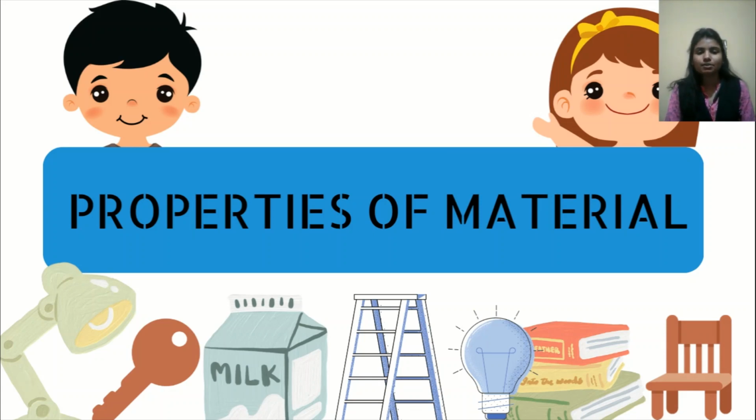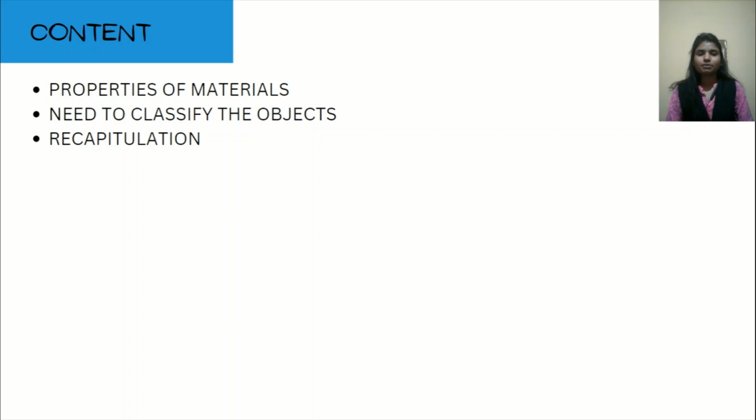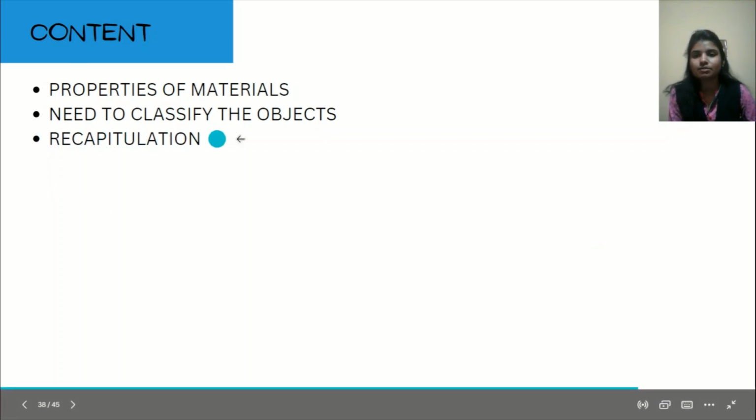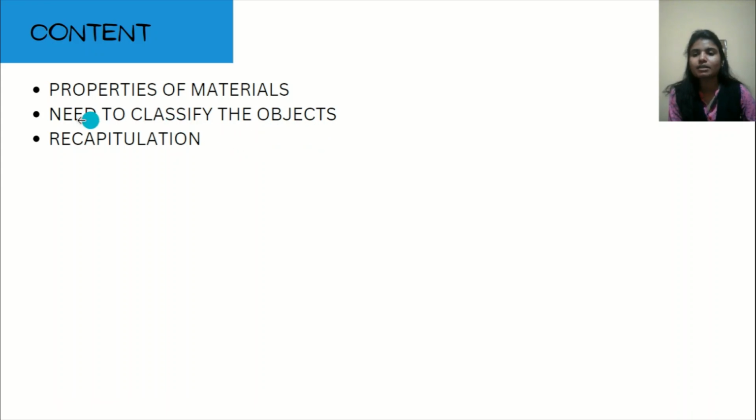Today we are going to learn about the properties of material. In the previous topic we have covered different types of materials and the objects which are made up of those materials. In today's topic we are going to cover the properties of material. The second one, why we need to classify the objects, and then we are going to recapitulate what we have learned.